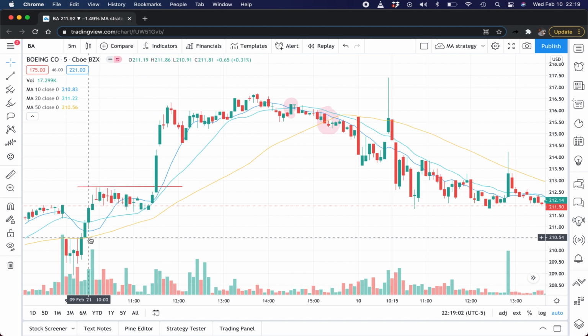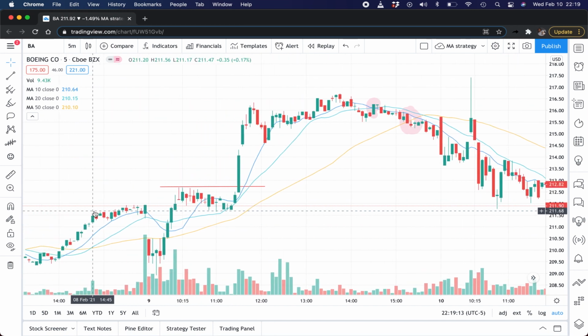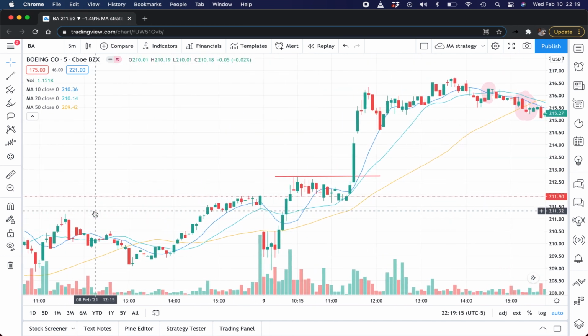So on the 9th of February, as I can see here, there was this resistance line. The stock was going up again. If you looked at the past few days, it has been going up.